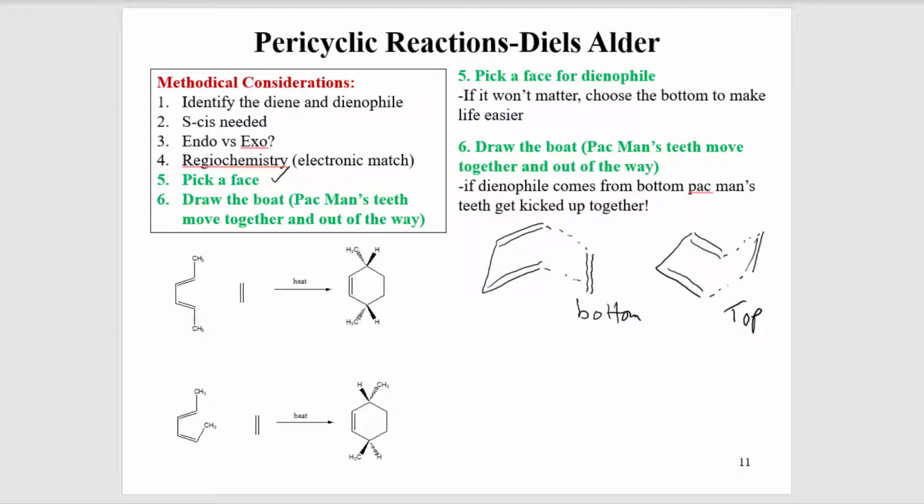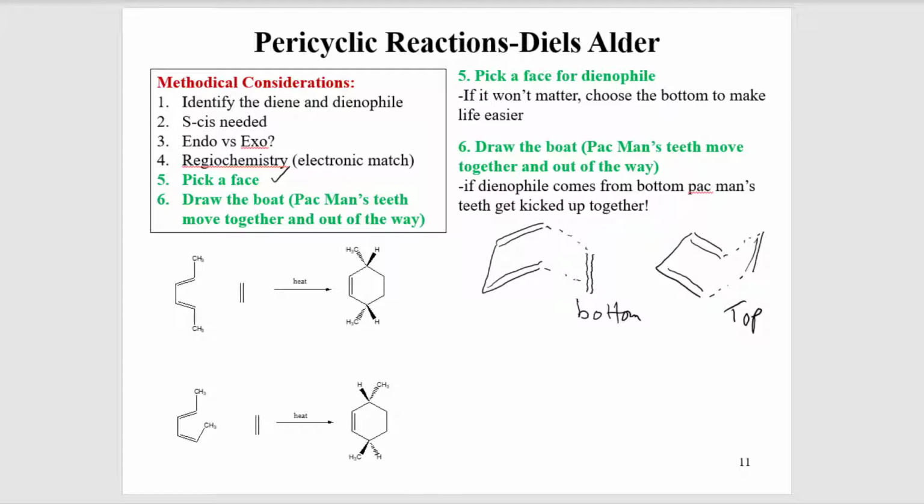It's another class entirely trying to figure out whether the top face or the bottom face would be preferred. In most of the cases that we're doing, you're actually going to get both top and bottom side attack. Again, remember that these systems are very flat. Each of these carbons in the diene and the dienophile are trigonal planar. And so it's a very flat system approaching a flat system. So approach from either face will be observed.